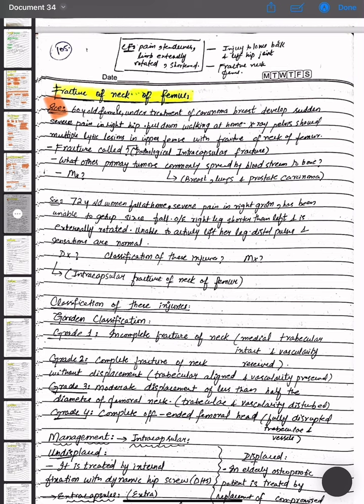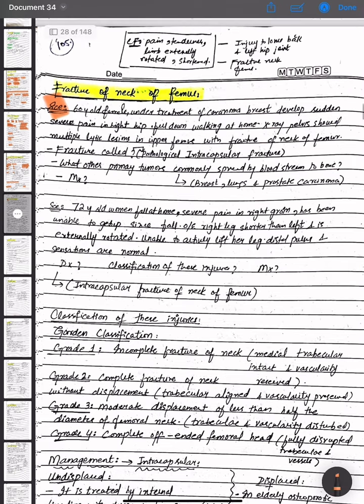The diagnosis is asked, and what is the pathological intracapsular fracture? What are the primary tumors commonly spread by bloodstream to bone, and what is the management? These are the questions that are commonly asked. It is stated that there is a 60-year-old female under treatment for carcinoma, with a history of falling down walking at home, and the X-ray pelvis shows multiple lytic lesions in the upper femur with fracture of neck of femur. So the pathological intracapsular fracture is asked, and what are the primary tumors commonly spread by bloodstream, and what is the management option.